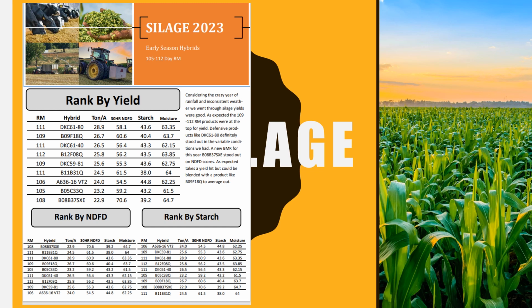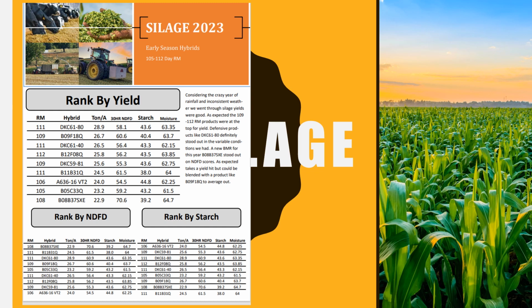Middle of the pack here, we're looking at 12F08Q Brevant. Has been a yield leader here the last year or two. Was a little off in the plot this year, but locally in fields has been phenomenal. Always has great quality, good starch, massive plant type. Something anyone growing silage needs to look at. Has been very, very consistent.